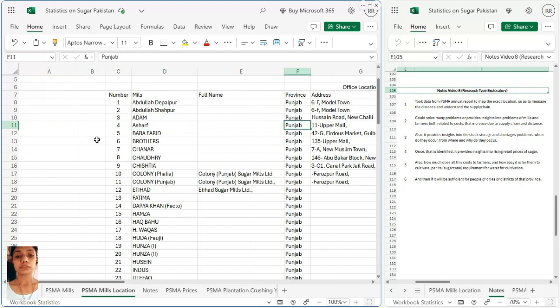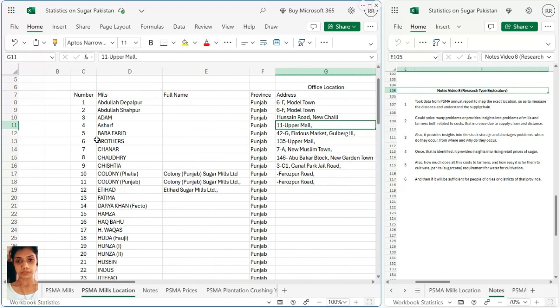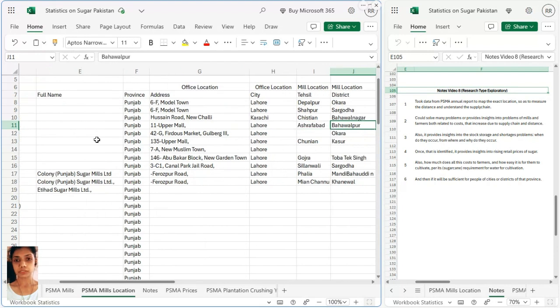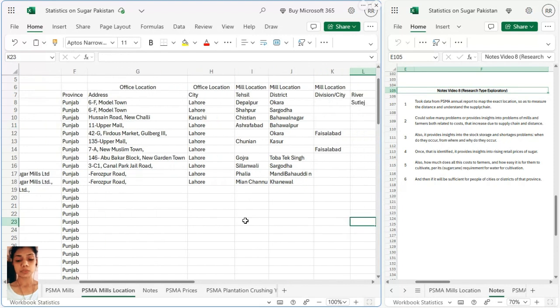Since this is a daily staple food, this sort of difference in prices often causes sugar demand to shift. When we think of the demand and supply principles of economics, it tells us that when demand increases, right, the prices tend to rise.